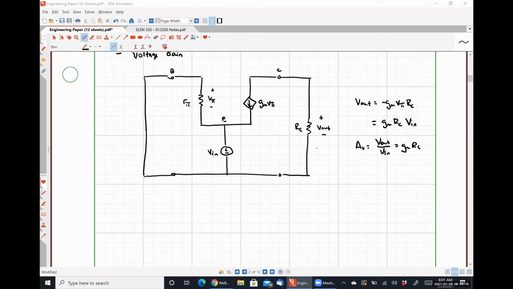So we're going to start today by looking at the common base amplifier with the early effect included, because I was kind of rushing through things last time. So let's take a few minutes to actually figure out what's going on here.